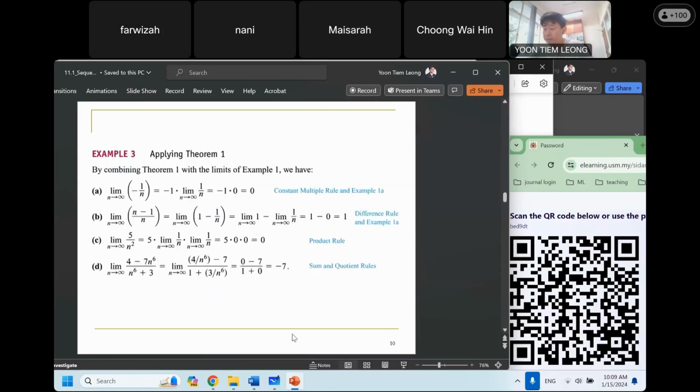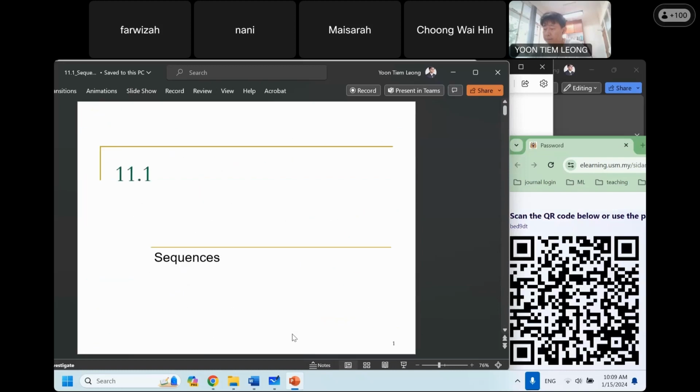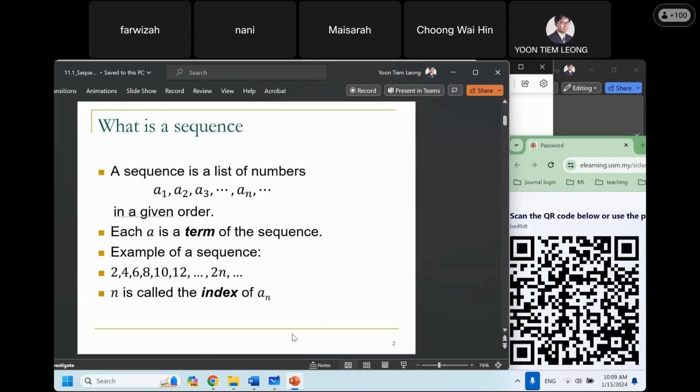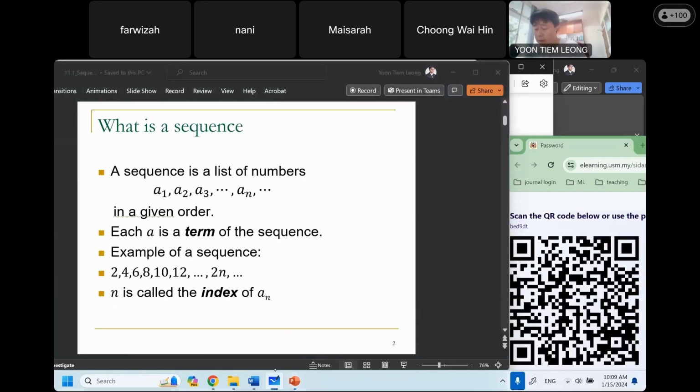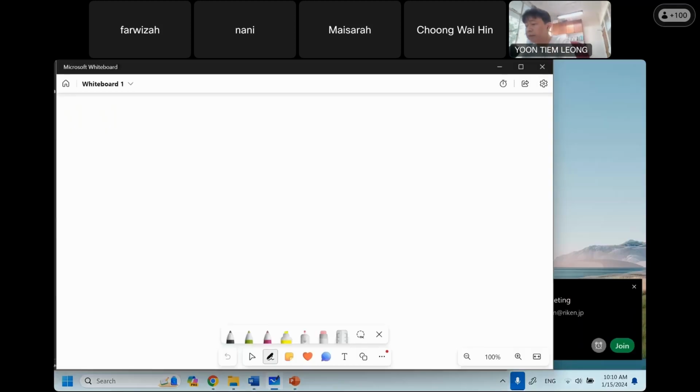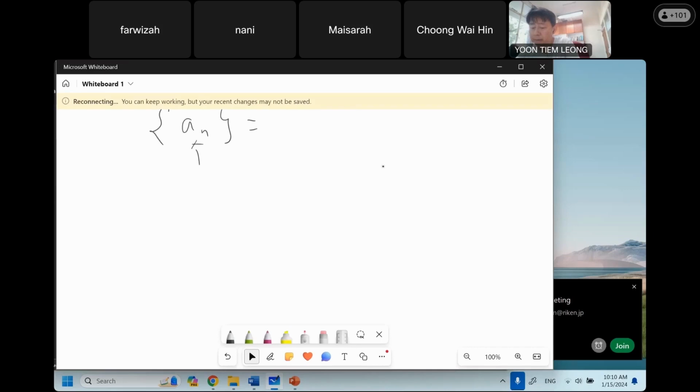The first thing we want to talk about is the definition of sequence. A sequence is nothing more than just a list of numbers. The important thing that you know is the terminology of the sequence. A sequence is usually denoted with this notation. So you have a curly bracket with the symbol AN. Each of the AN is actually a collection of terms in the sequence. So each of these AN is called the terms.